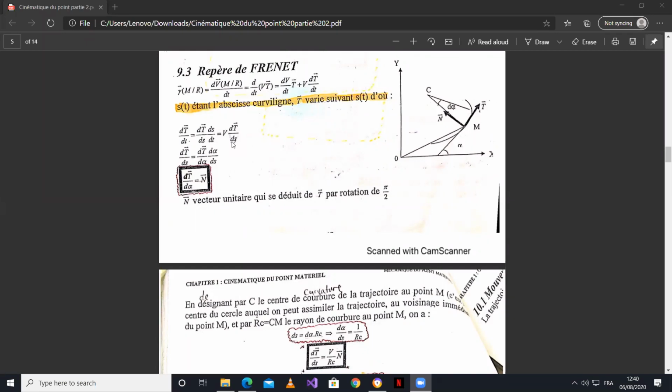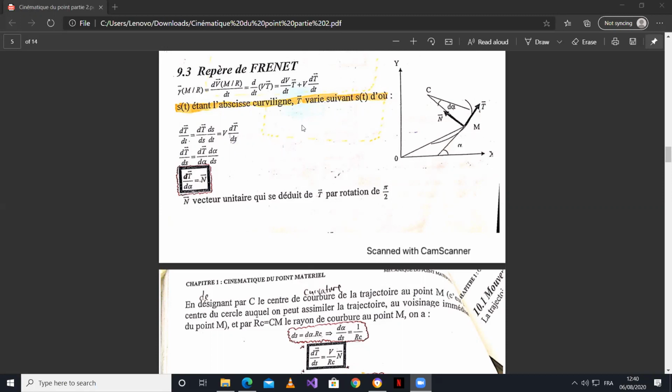We are still going to decompose it because we cannot advance from dt over ds. We're going to decompose it into something that's going to allow us to advance. So dt over ds, we decompose it into dt over d alpha multiplied by d alpha over ds. And dt over d alpha is the derivative of a vector unitaire par rapport à un angle. And we looked at this, we said, when we derive a vector unitaire par rapport à un angle, it represents a rotation of that vector unitaire by 90 degrees, okay?